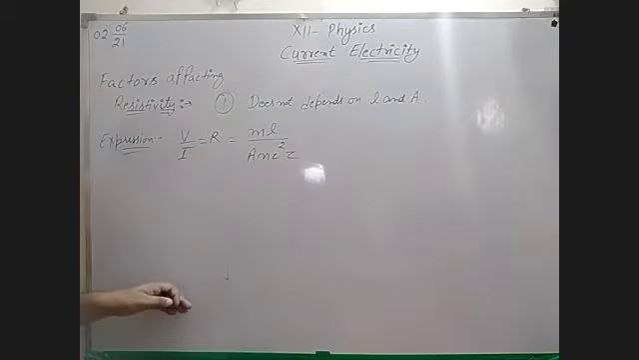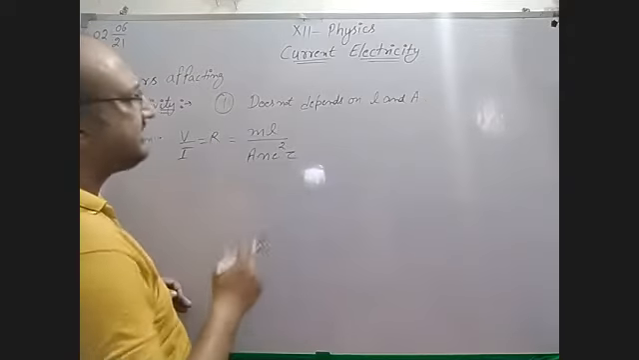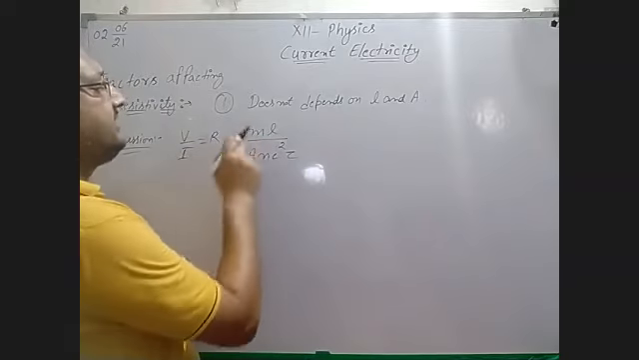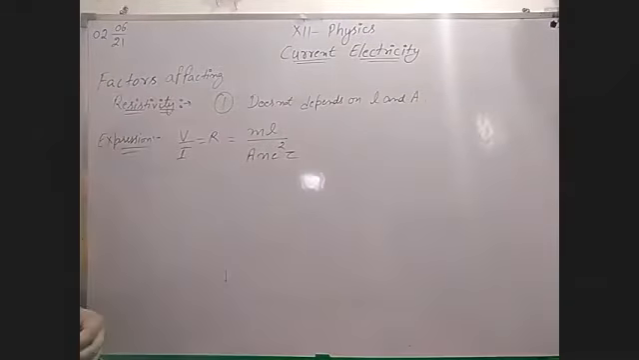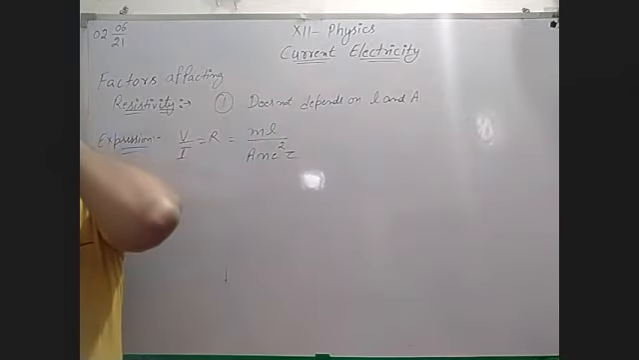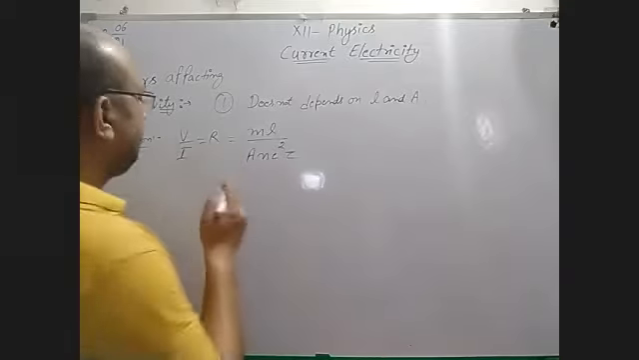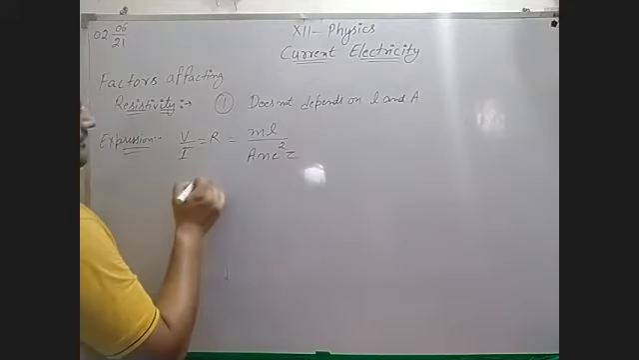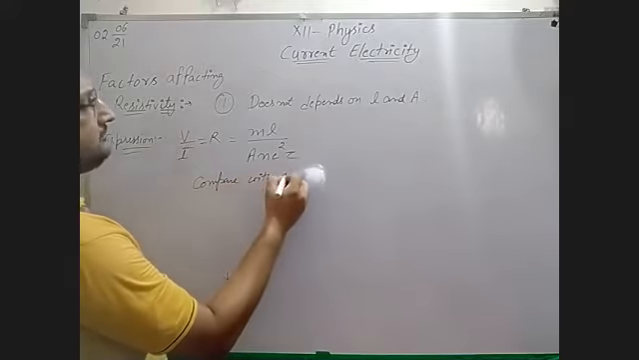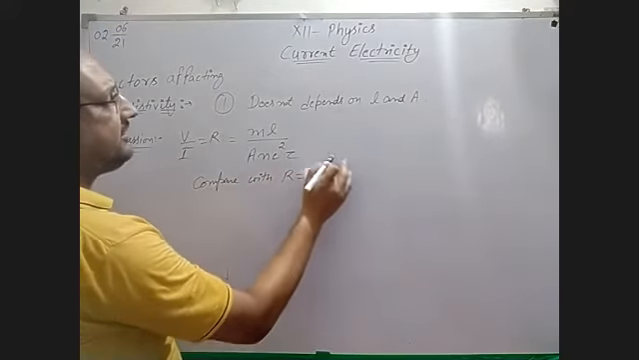This thing we have already studied in the previous class, yesterday's class. That is, the V upon I ratio is equal to this, and this thing is a constant. That's why it will be a resistance in this case. Now, compare this with R is equal to rho L upon A.